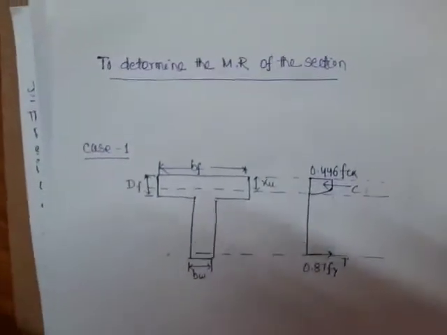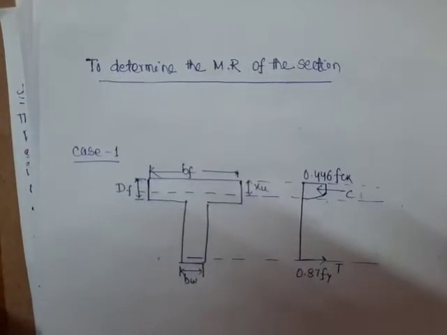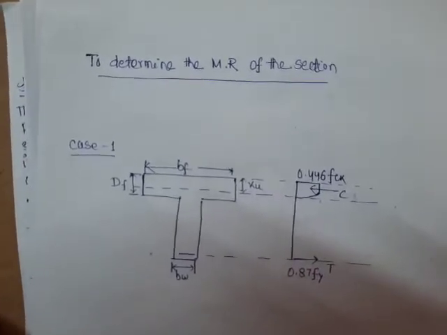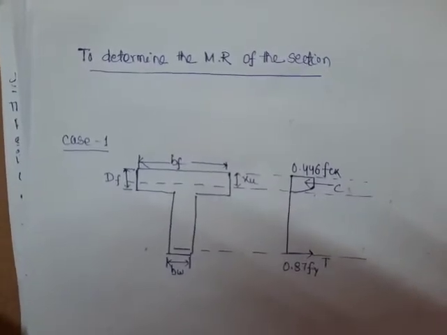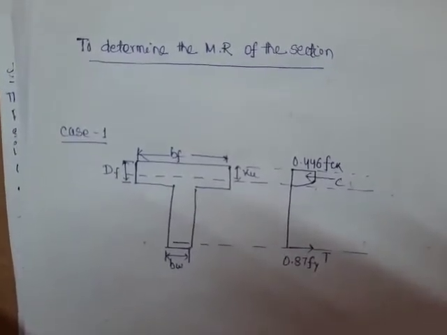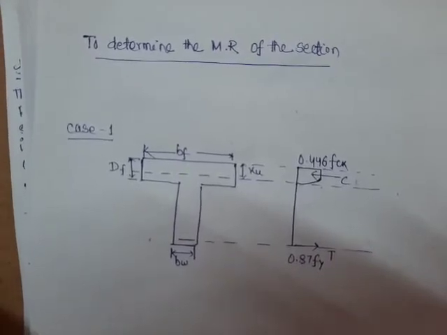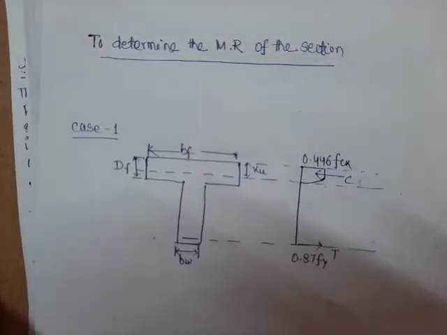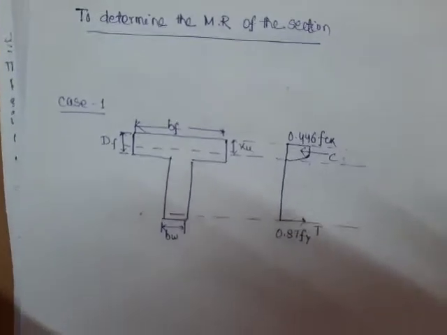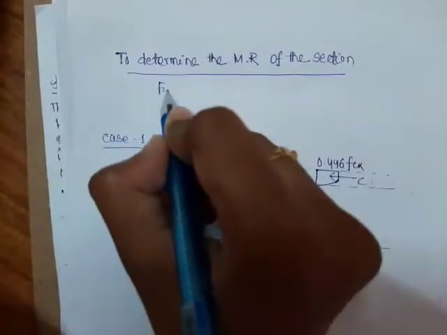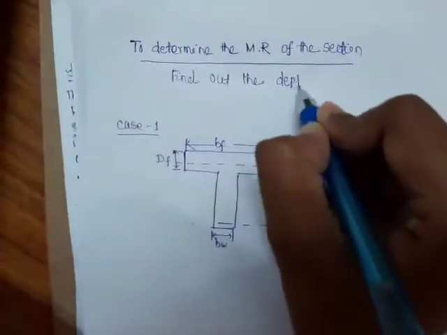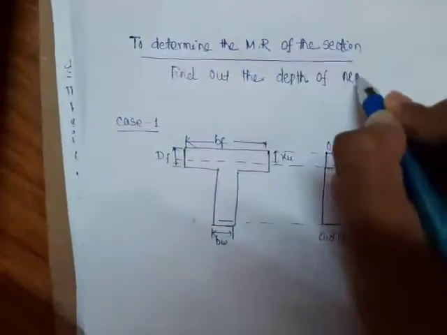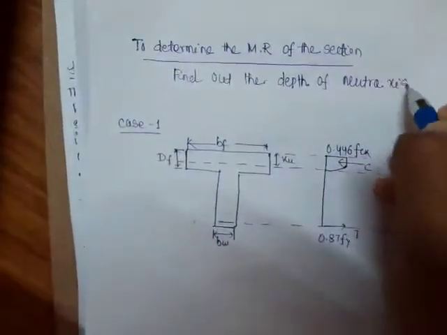Then the next part is to determine the moment carrying capacity or moment of resistance of the T beam. So before going to calculate the moment of resistance of the section, the first step is to find out the depth of neutral axis.